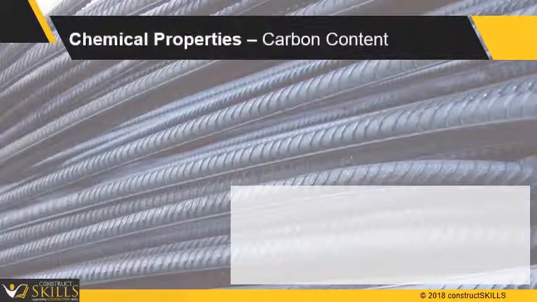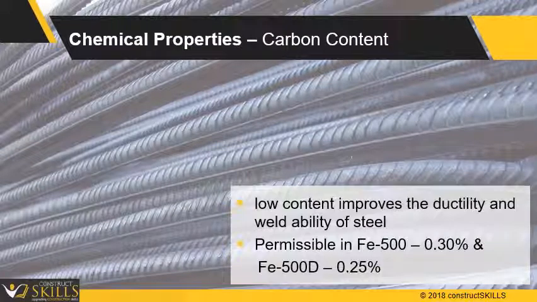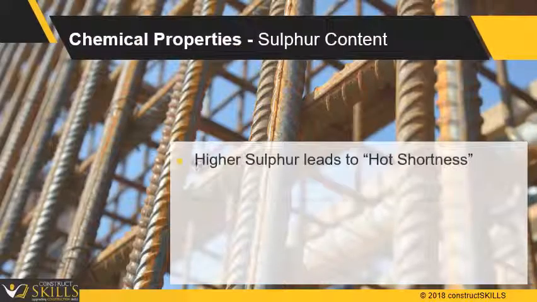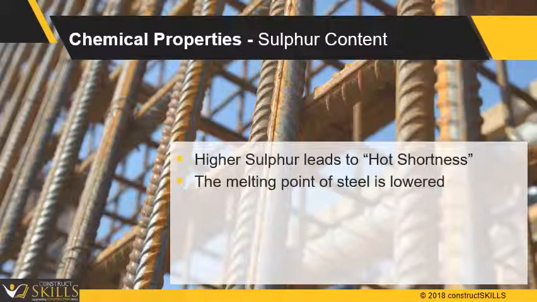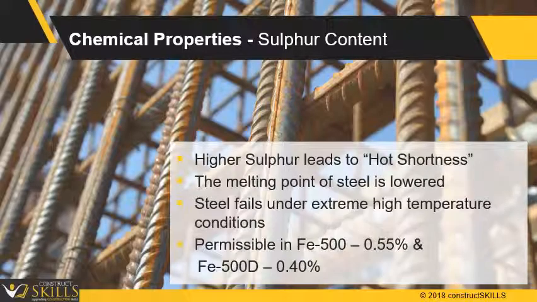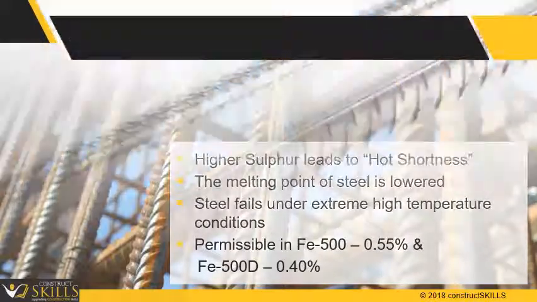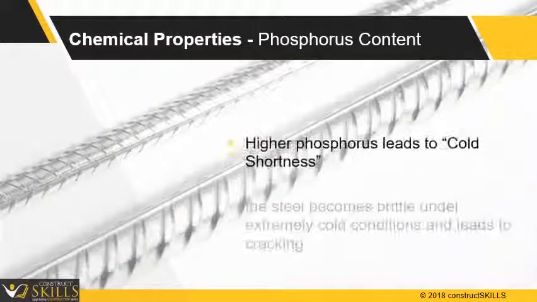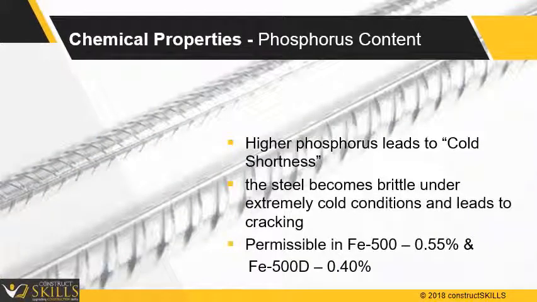Carbon percentage in bars with D is lower. This improves the ductility and weldability of steel. Higher sulfur content leads to lower melting point of steel, leading to failure under high temperature conditions. Higher phosphorus makes the steel become brittle under extremely cold conditions and leads to cracking.